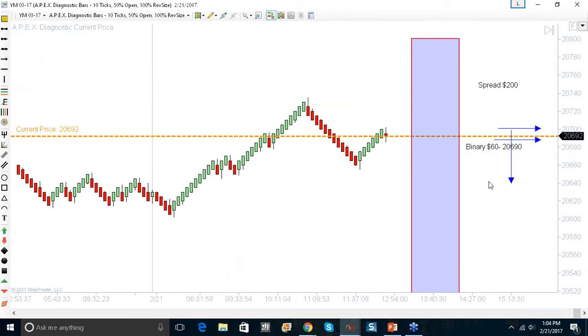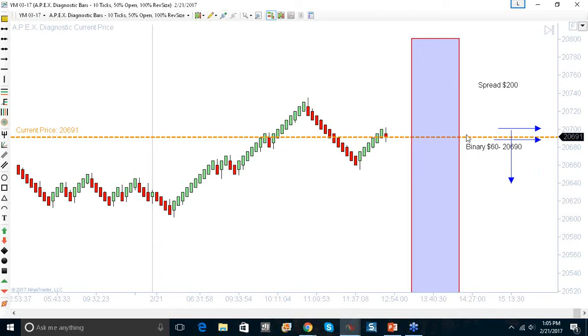But what if the market shot way up? What can I make on this spread? I bought it at 20,700. What if the market shoots way up? The top of the spread is 20,800. So I have a potential to make $100 on the spread, but I only have a potential to make 40 on the binary. You see that? So if the market moves quite a bit, I can potentially make more money on this one spread than I could make off the one binary.